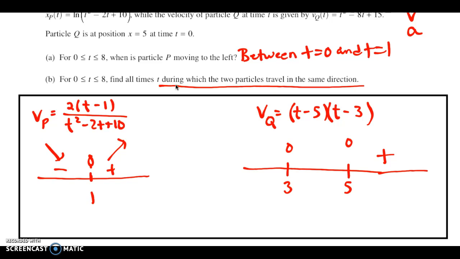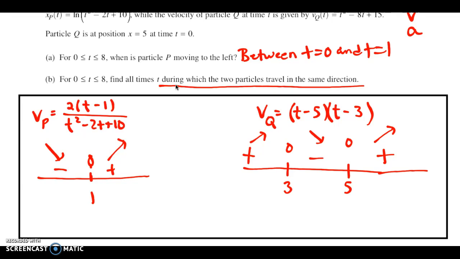Okay, let's pick a negative number. A big negative number is going to make both of those things negative, and negative times a negative is positive. So, Michael, we now need a number between 3 and 5. Michael said 3.5, so we'll use 4. 4 minus 5 is negative. 4 minus 3 is positive. Those two multiplied together give me a negative velocity.